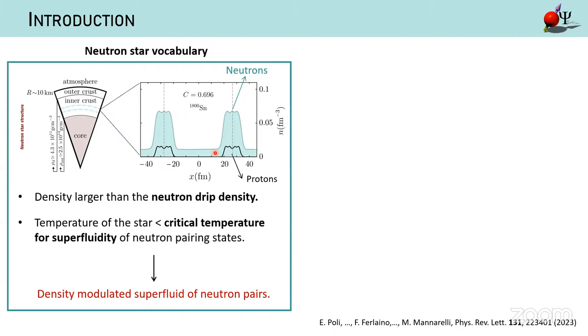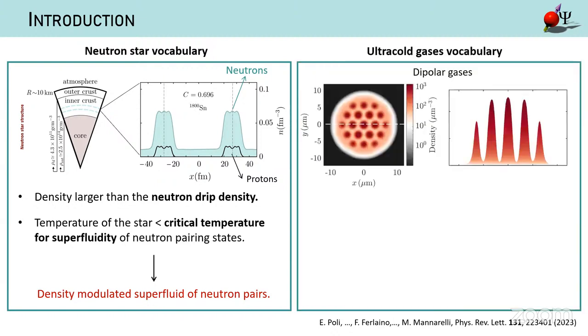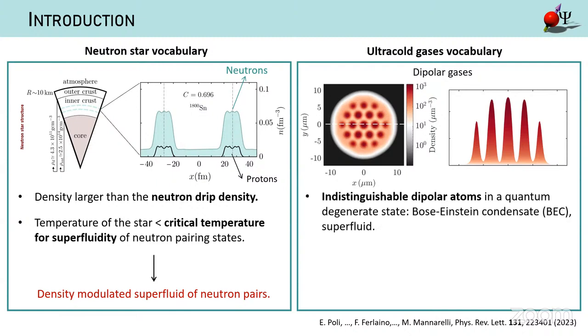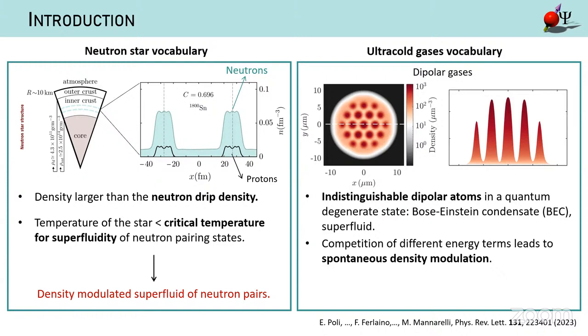superfluid of neutron pairs. Now, this type of state is very well known in the ultra-cold gas community, and in particular in the dipolar gas community. Indeed, if we take a state made of indistinguishable dipolar atoms in a quantum degenerate state, so a Bose-Einstein condensate, we can work in a specific regime where the competition of different energy terms leads to a spontaneous density modulation. And so in the end, you have what is visible here.